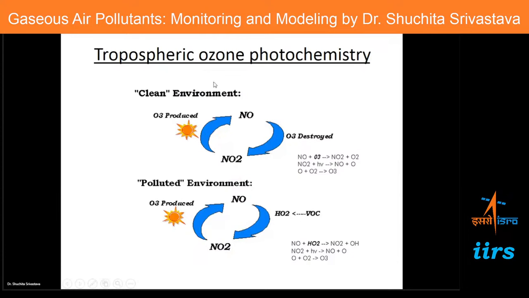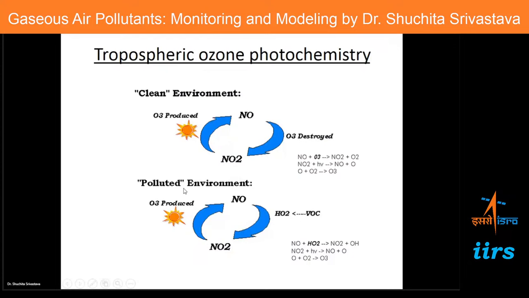So in a clean environment, when there are no pollutants, we can see this chain mechanism, which was discussed earlier. NO reacts with ozone and produces NO2, NO2 photodissociates and produces NO and O, and O reacts with O2 and produces ozone. So in the process, one ozone molecule is destroyed and one ozone molecule is produced. So there is no net production of ozone in the clean atmosphere.